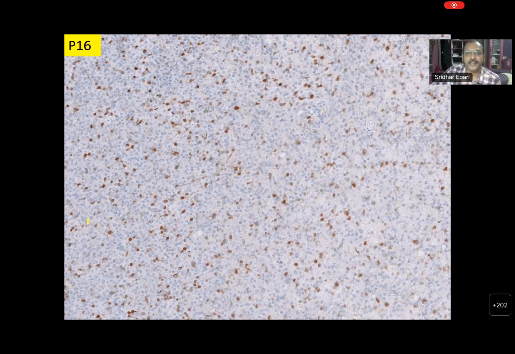But if you get a pattern like this, it tells you that most likely it is not deleted. So you can use P16, however, it is not internationally or consensually accepted as a robust surrogate for CDKN2A homozygous deletion. But you need to know, for all the postgraduates, that P16 is a weak surrogate immunohistochemistry marker for CDKN2A deletion. So case number 2, somebody can take it.